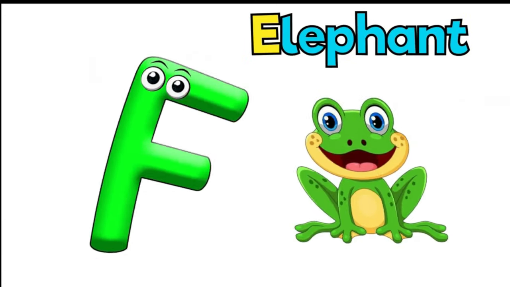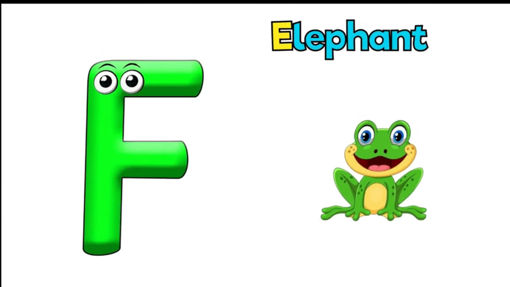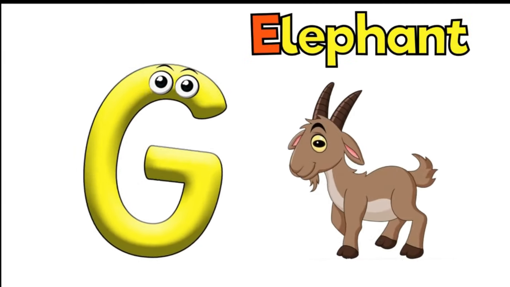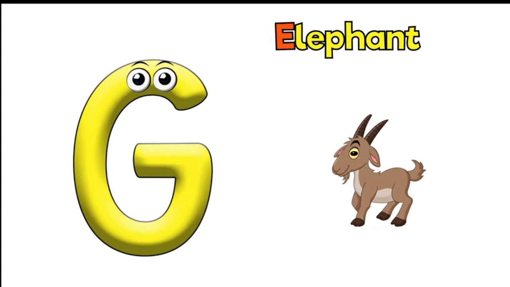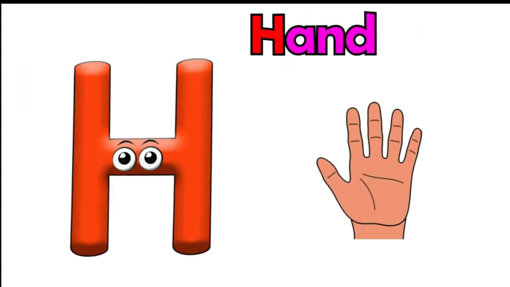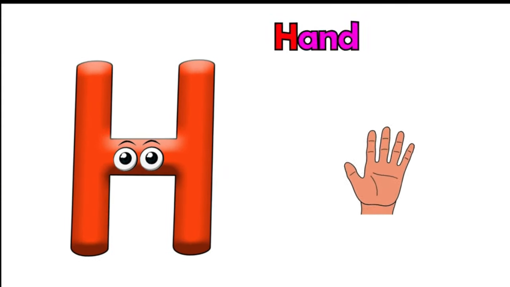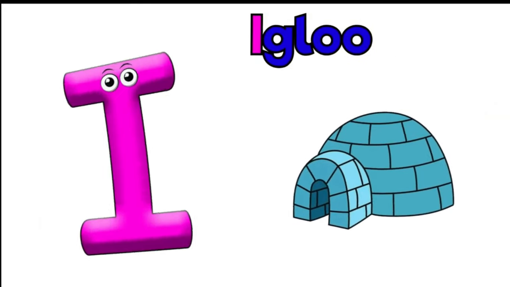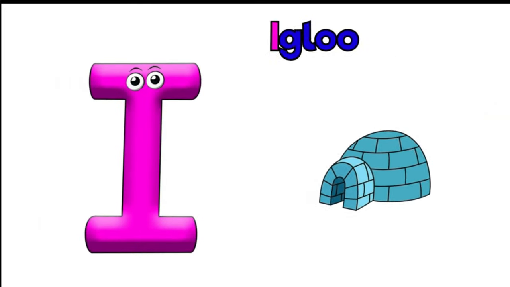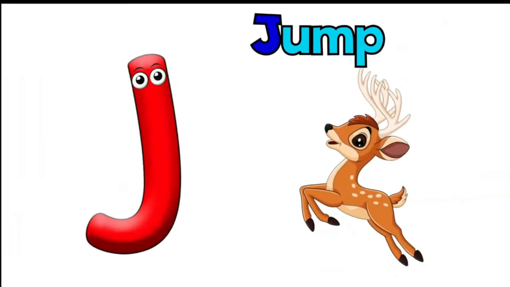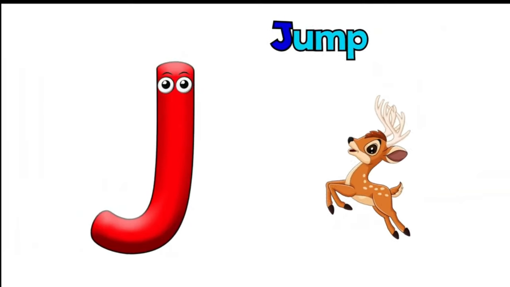F is for frog, f, f, frog. G is for goat, g, g, goat. H is for hand, ha, ha, hand. I is for igloo, I, I, igloo. J is for jump, j, j, jump.